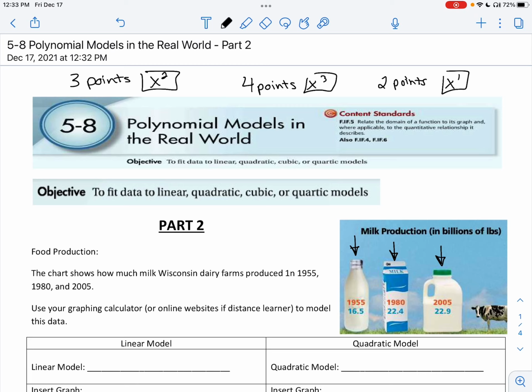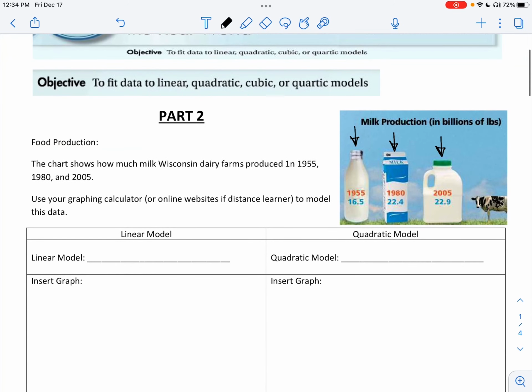We're going to use a graphing calculator, or if you don't have one because you're an at-home learner, you're going to need to find a website that can do this to model this data. If you can't find a website, please reach out. I'm going to make that your responsibility. I do believe the one provided in 5.1 would work.